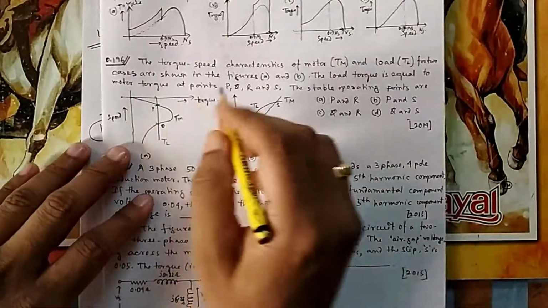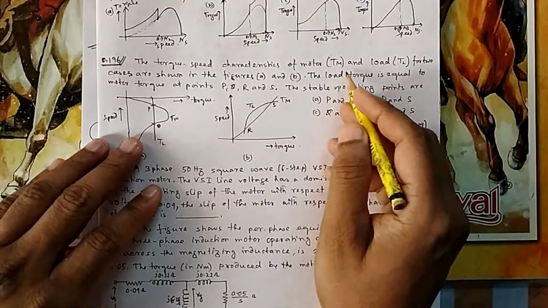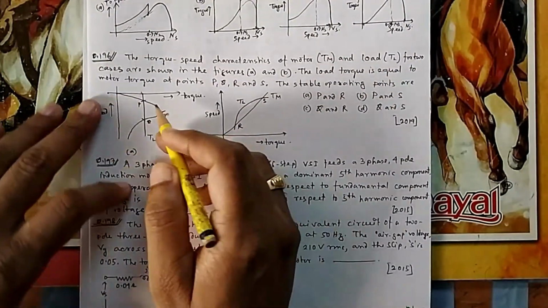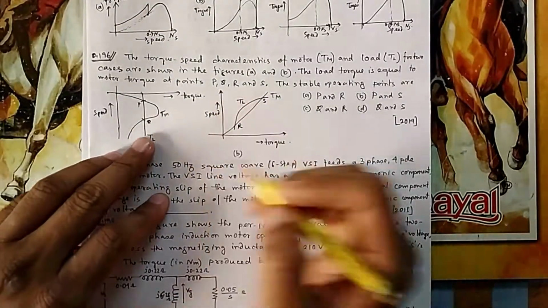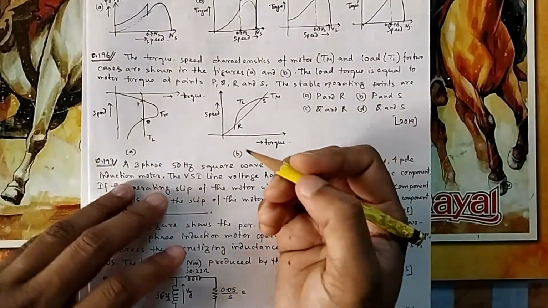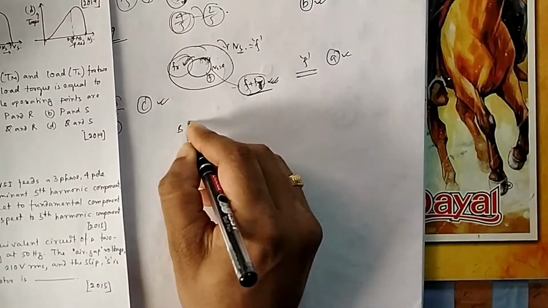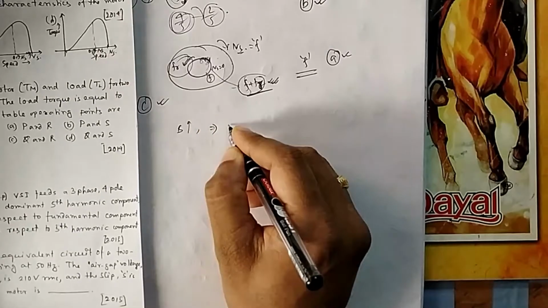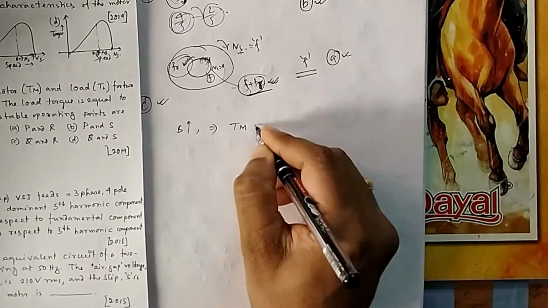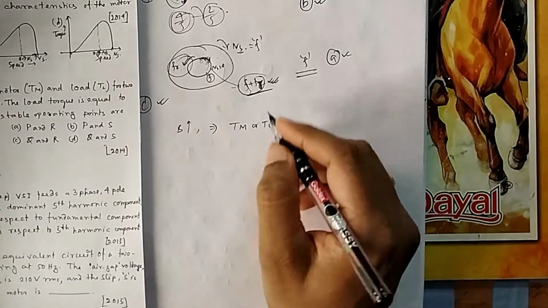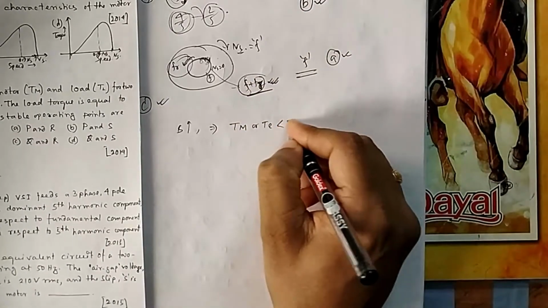Now in question number 196, the torque speed characteristics of TM and TL of the two cases are shown in figure A and B. The load torque is equal to the motor torque at points P, Q, R, S. The stable operating point we have already discussed. How will you check if it is a stable operating point? You increase your speed a little bit. If you increase your speed, the motor torque or electromagnetic torque should, because speed is increased and you want to bring it back, be less than your TL.